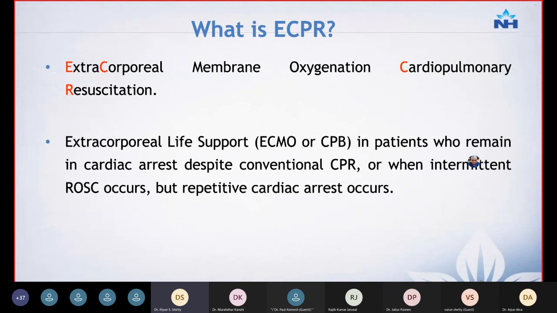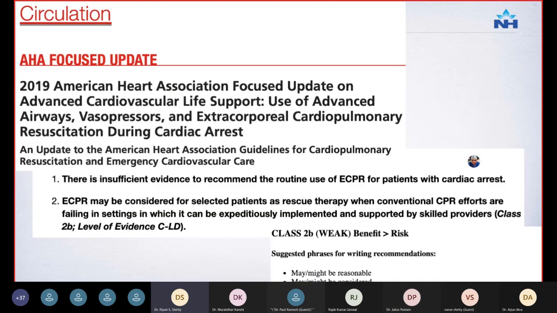Now, I've been listening to all the lectures, and a lot of the choices have already been mentioned, so I'm going to go from a slightly different angle. I want the audience to understand where we are with ECPR in the world and in India. If you go to the latest 2019 AHA guidelines, as you can see on the screen, it clearly says there's a class 2B, level of evidence C. Weak evidence, but benefit more than risk.